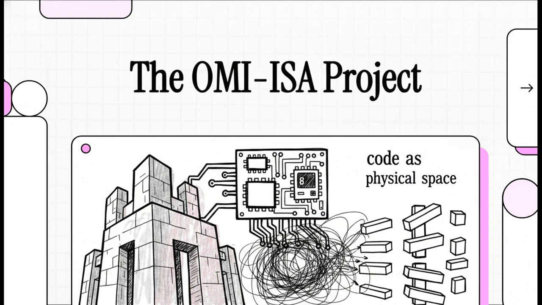Welcome to The Explainer. Today, we're diving deep into the OMI-ISA project. It is a fascinating, almost brutalist approach to computer architecture. We are exploring an extreme low-level system where classic retro computing philosophies just absolutely collide with radical minimalism. It's an environment where all those comfortable safety nets of modern programming are completely stripped away. And it forces us to think about code not just as text on a screen, but as physical, structured space.